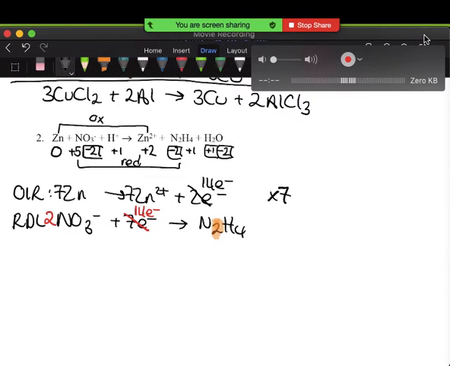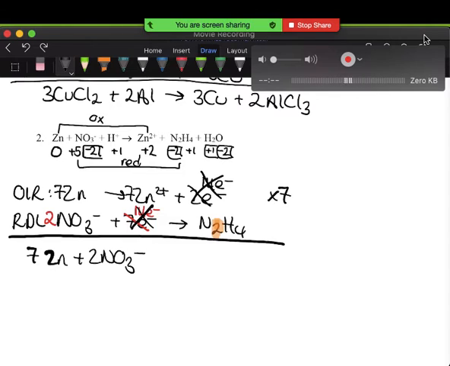So my 14 electrons are now the exact same, so I can cross these out and I can rewrite the whole equation that is up here at number 2. So it is 7Zn plus 2NO3 minus plus H plus becomes 7Zn2 plus N2H4 plus H2O. And according to my rules above, it says I balance my oxygen first.